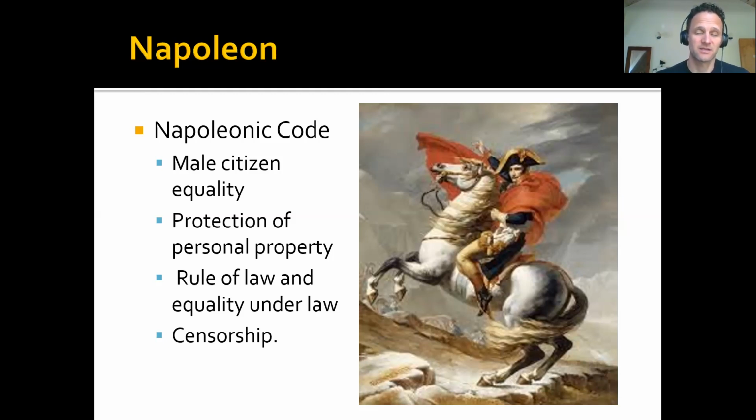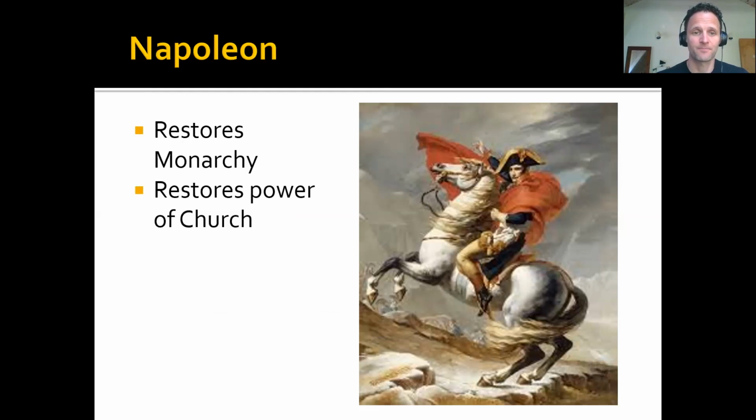But he does keep some of the Enlightenment ideas of equal rights for men, that they can vote, protection of personal property, the idea of John Locke, rule of law. He establishes the Napoleonic Code, but he brings in censorship, no more freedom of the press. He also restores the monarchy, restores power to the Catholic Church. So this is a major shift back to the status quo, back to a monarch who has absolute power, but a monarch who's also guided by the law code, the Napoleonic Code, that puts a little bit of a check and a balance on the monarch's power.